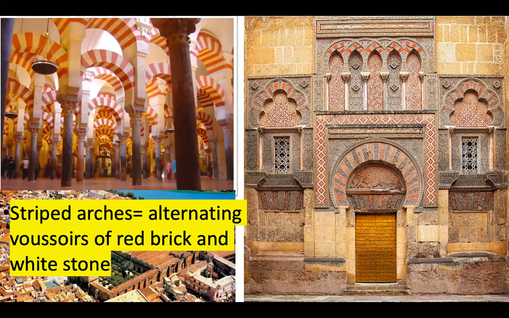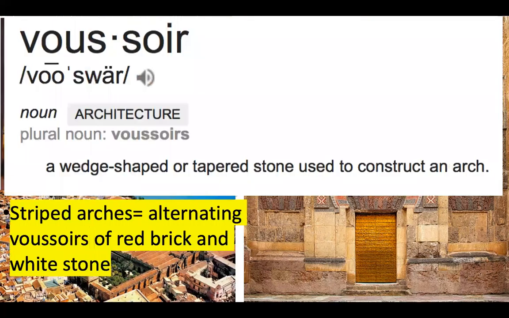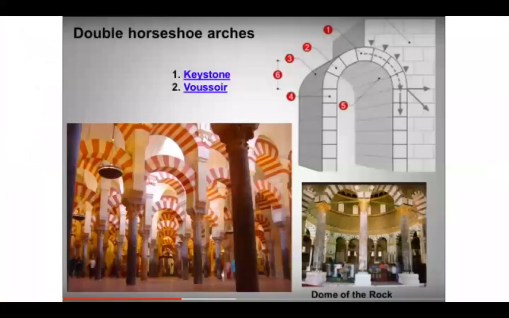The striped arches, so these types of arches, alternating voussoirs of red brick and white stone. Ooh, voussoir, there it is. Wedge-shaped or tapered stone used to construct an arch. Voussoir. The double horseshoe. Oh yeah, and there, Cordoba has the double horseshoe arches.